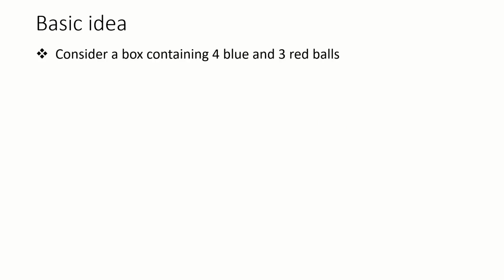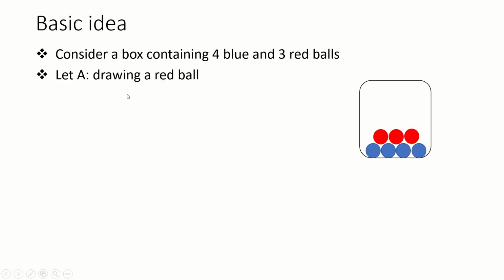Suppose we are given a box which contains 4 blue and 3 red balls. So here is the box. It contains 4 blue and 3 red balls. Now you are asked to find the probability of drawing one red ball. So let us define the event A, which is drawing a red ball.